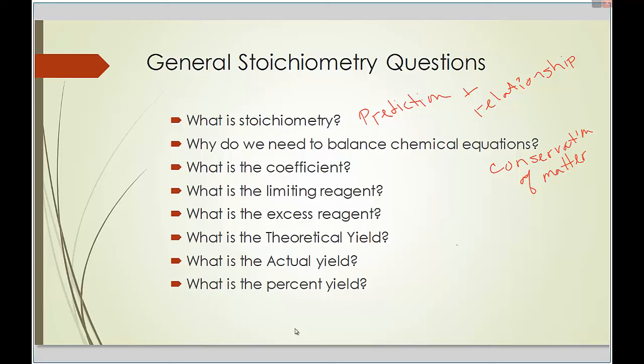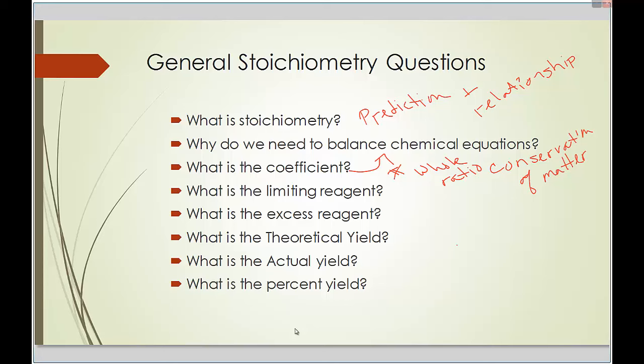The coefficients are the numbers in front of the chemical compounds to show that it is a balanced chemical equation. So they are the whole number ratios. It's the whole number ratio that is used to balance the chemical equation.